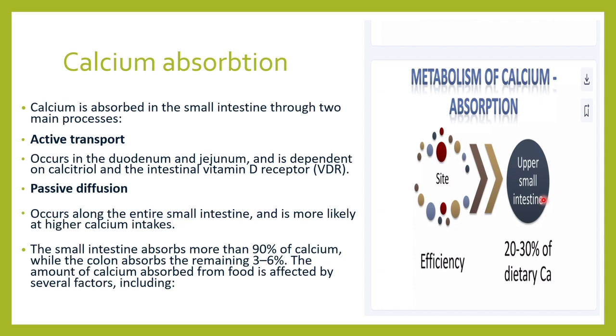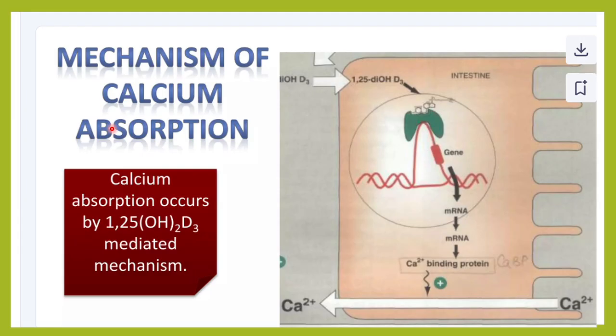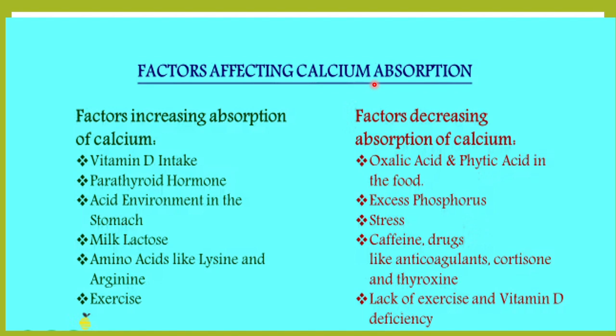When we have a lot of calcium in the diet, it is more likely absorbed via passive diffusion in the intestine. The 90% of the calcium absorbed from the duodenum and jejunum is dependent upon calcitriol and the intestinal vitamin D receptor, which happens via active transport. So here you will see that it is dependent upon this vitamin D receptor for absorption.